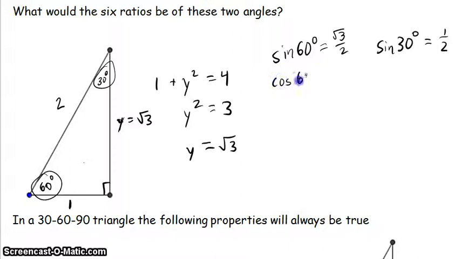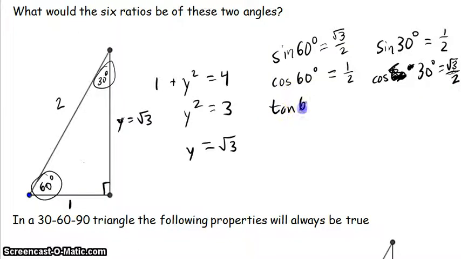If I use cosine, cosine of 60 is adjacent over hypotenuse, that's 1 over 2. Cosine of 30 is the adjacent over hypotenuse, so that's the square root of 3 over 2. Again, this goes back into our cofunction problems when we talked about cofunctions. They're the exact same but with different angles. There's the 1/2, here's the 1/2 with 60 and 30.